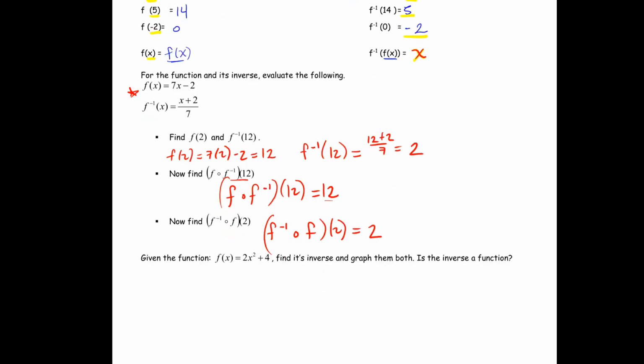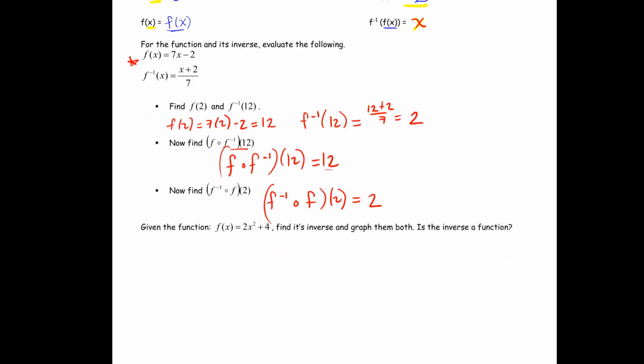Now, quick reminder from the video, how do we find its inverse? I know I reviewed this at the top of the notes, but let's really drive this home. So given this new function, f of x equals 2x squared plus 4, find its inverse and then graph them both. Is the inverse a function? So let's go ahead and find the inverse.